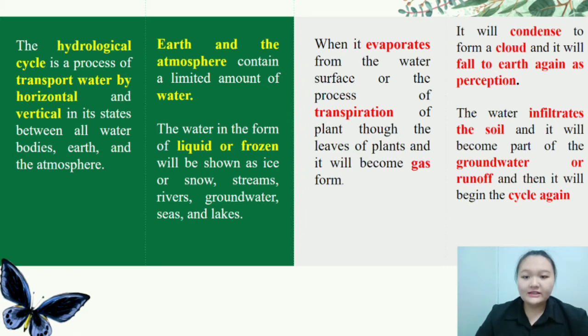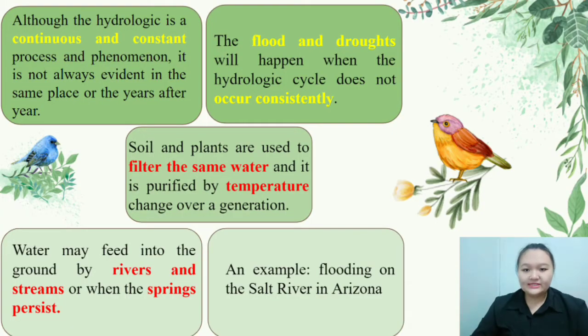The water enters the soil and it will become a part of the groundwater or runoff, and then it will begin the cycle again. Although the hydrology cycle is a continuous and constant process and phenomenon, it is not always evident in the same place or year after year. The flood and drought will happen when the hydrology cycle does not occur consistently. Soil and plants are used to filter the same water, and it is affected by the temperature change over a generation. Water may feed into the ground by river and stream or when the spring persists.